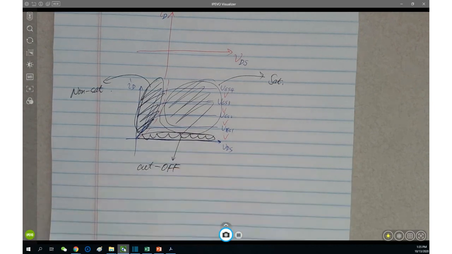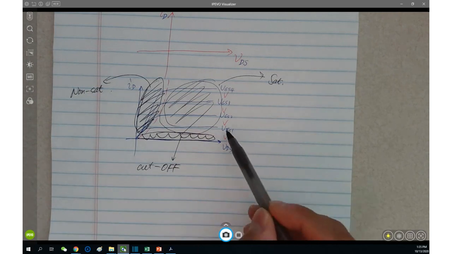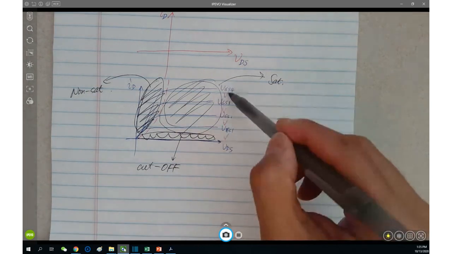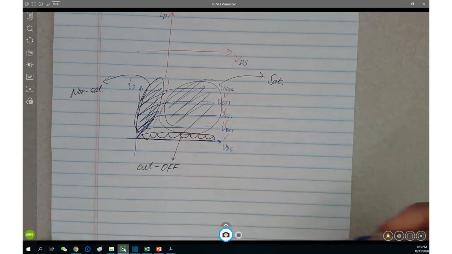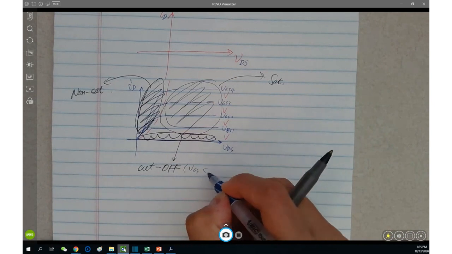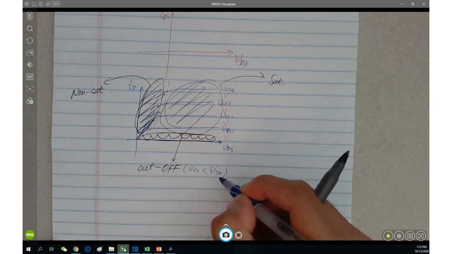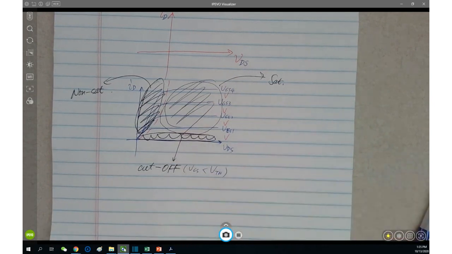This region is called cutoff region, which means the transistor is off. The transistor is off. And you can imagine you pretty much go down and then you're reducing the VGS. So here, this region corresponds to what? Your VGS is less than the threshold voltage. It's too small, VGS is too small.